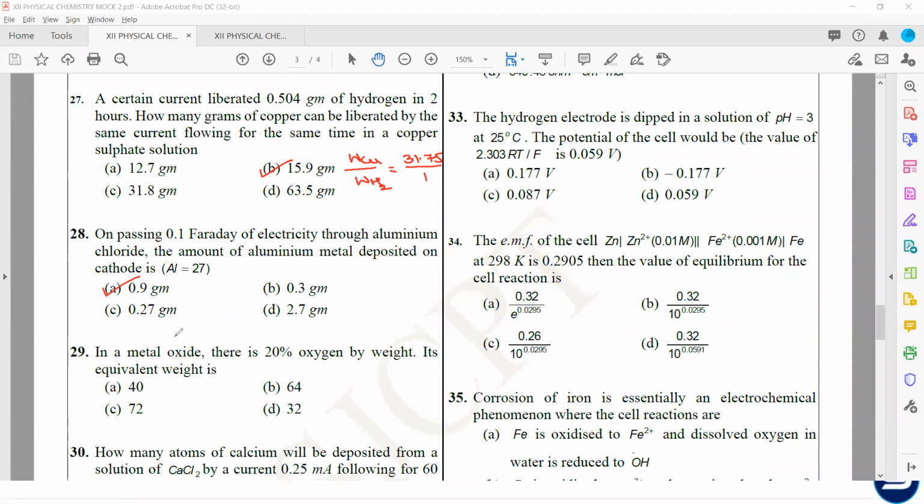In a metal oxide, there is 20% oxygen by weight. Its equivalent weight will be? Here you can just apply the concept of equivalence. Equivalence of the metal is equal to equivalence of oxygen. 20% oxygen means 80% metal. So this will be 80 by E, and this will be equal to 20 upon equivalent weight of oxygen, which is 8. 20 into 4 and 4 into 8. 30% answer.